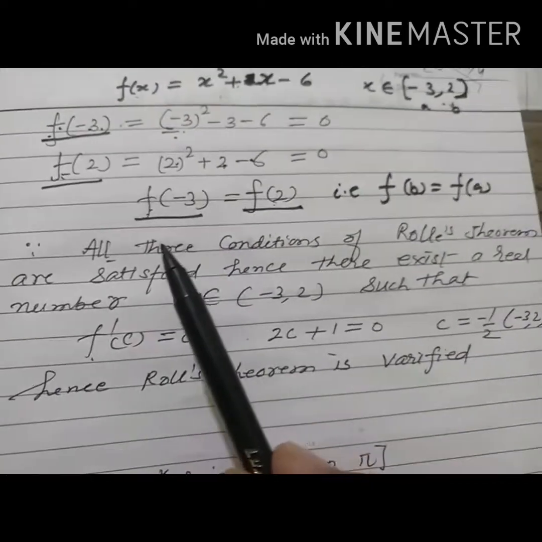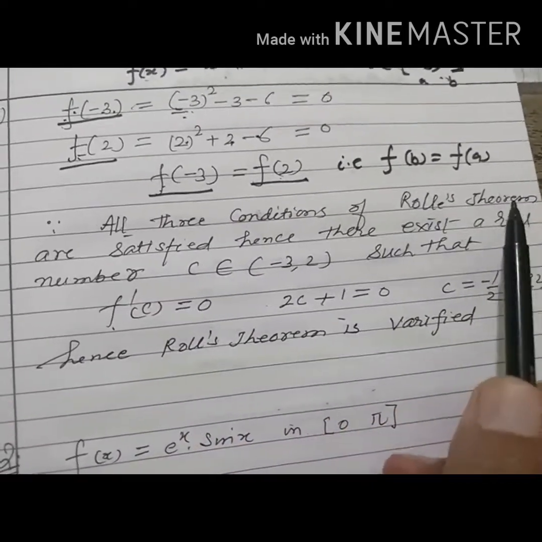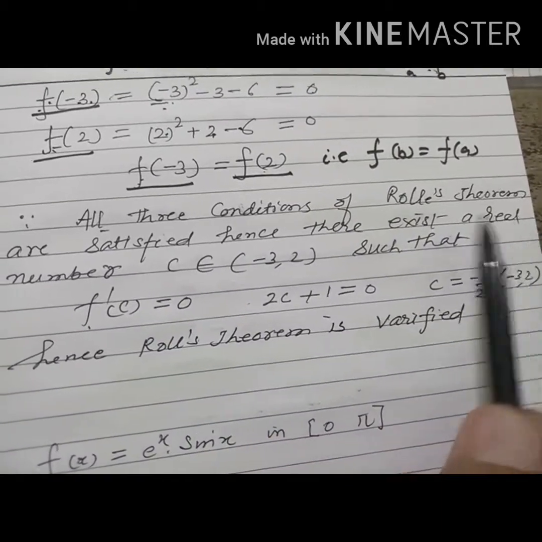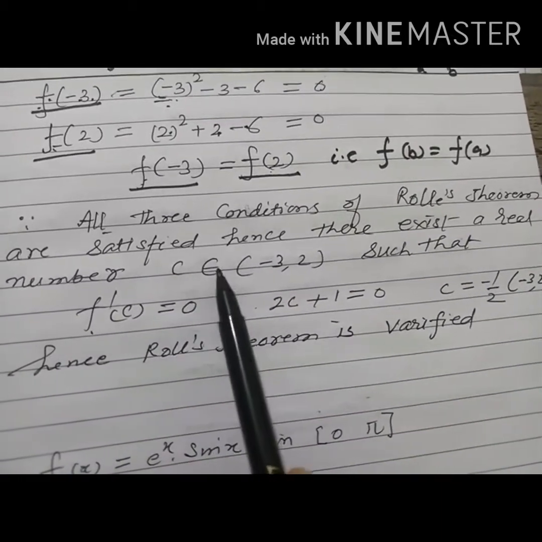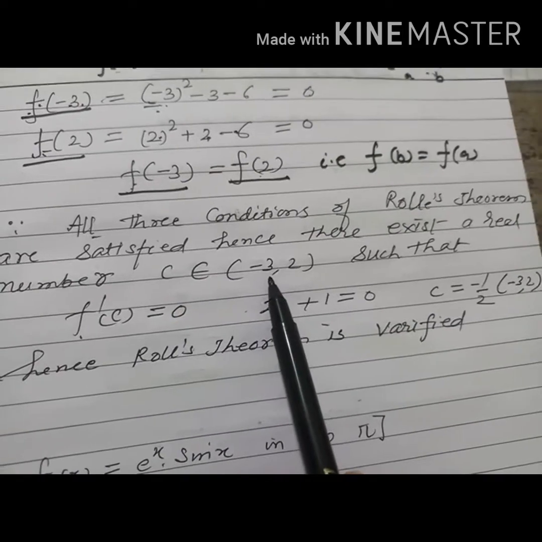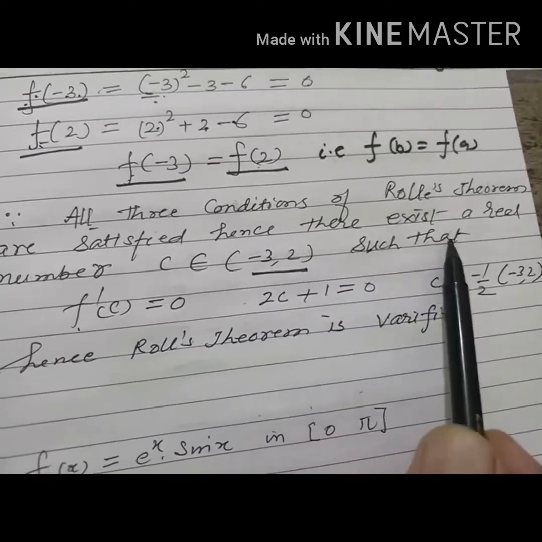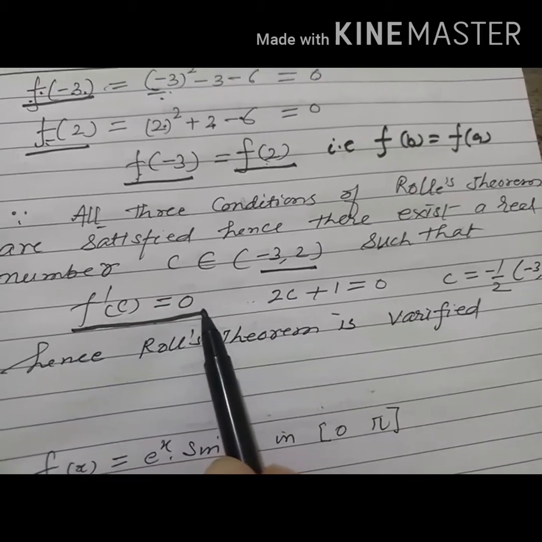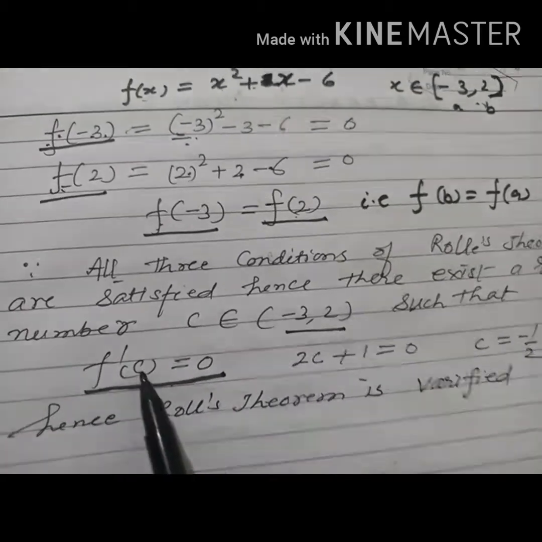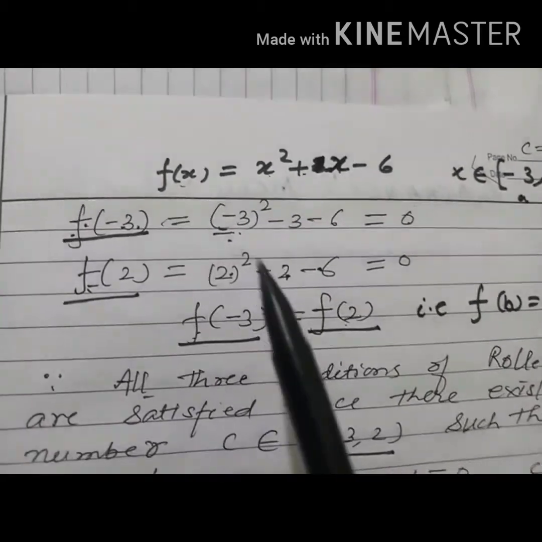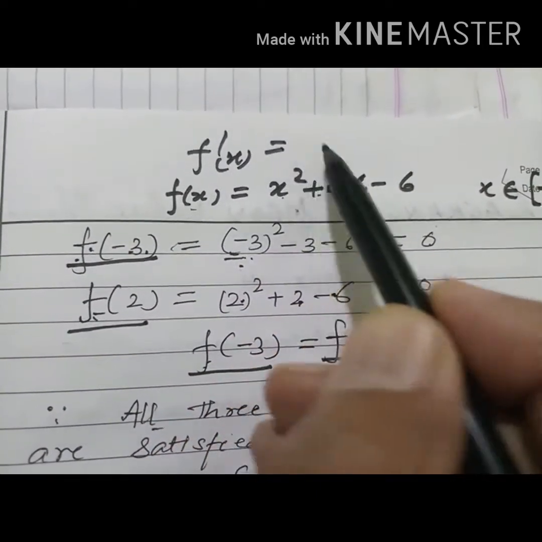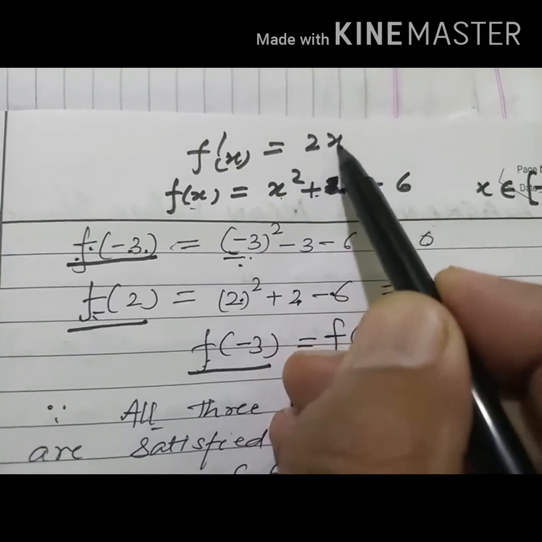Now since all the three conditions of Rolle's theorem are satisfied, hence there exists a real number c belonging to the open interval minus 3 to 2 such that, what is the result in Rolle's theorem? F dash c equals to 0. Now you find f dash x. What is f dash x from here? F dash x equals to 2x plus 1.